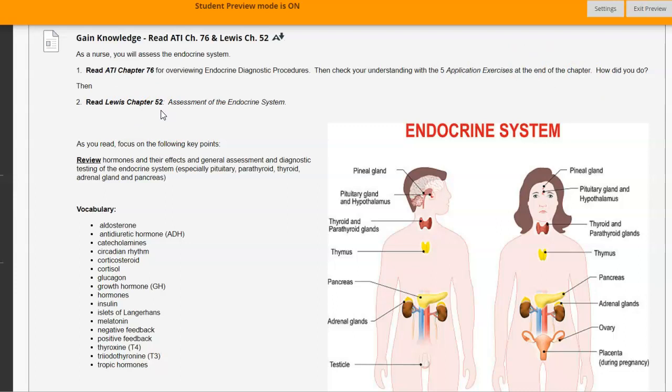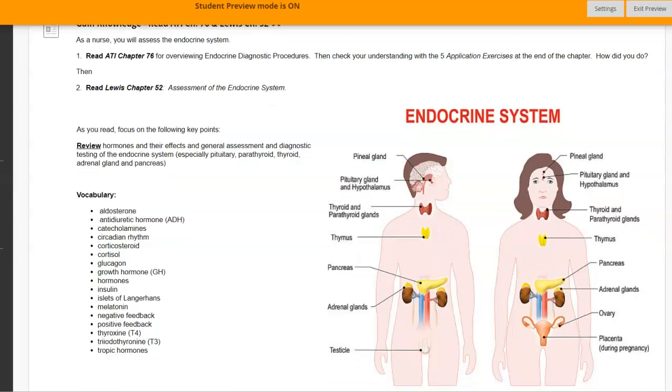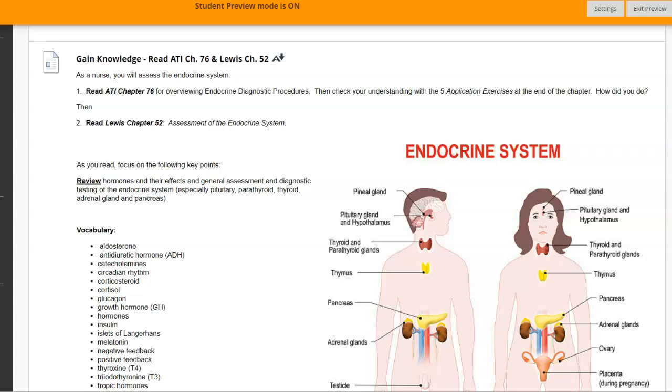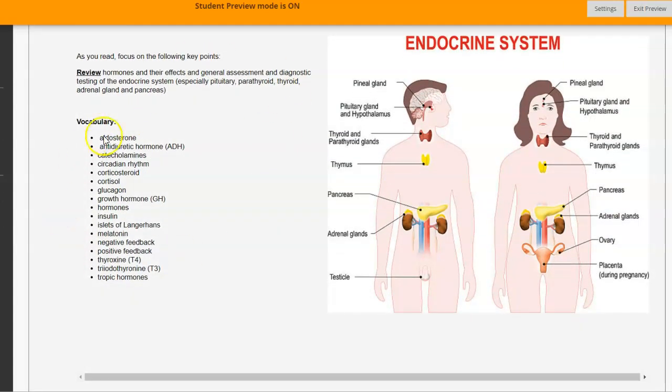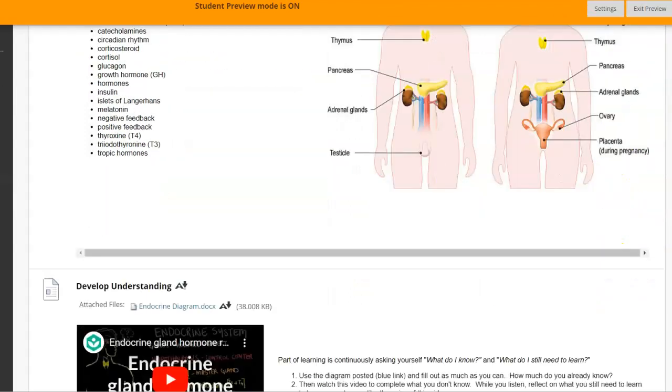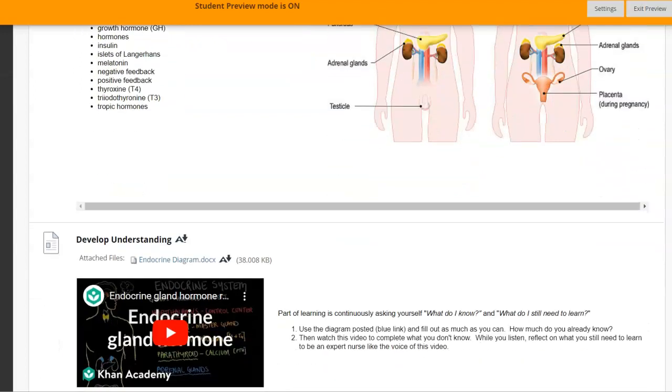52. I need to check on that. We're going to go with 52. Remember, we're updating this course week by week, and I just want to make sure that the chapter number hasn't changed. But then these are your vocabulary words for endocrine assessment, and these are all of the glands, and you're going to learn about the hormones that they all excrete and what they do.